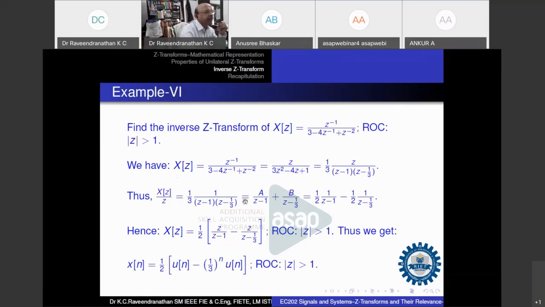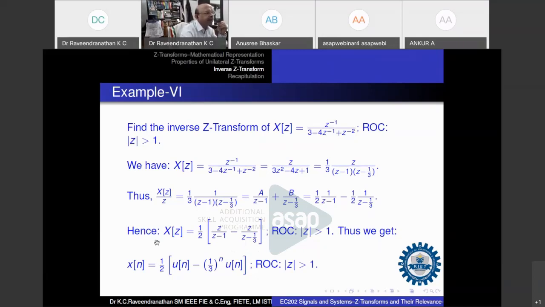So we get this. Now this can be equated as a by z raised to minus 1 plus b by z raised to minus 1. So x of z by z can be represented as 1 by 2 into 1 by z raised to minus 1 minus 1 by 2 into 1 by z minus 1 by 3. So again taking back the z to the right side, x of z will be 1 by 2, 1 by 2 is taken out, z by z raised to minus 1 minus z by z minus 1 by 3, and the region of convergence is z is greater than 1.